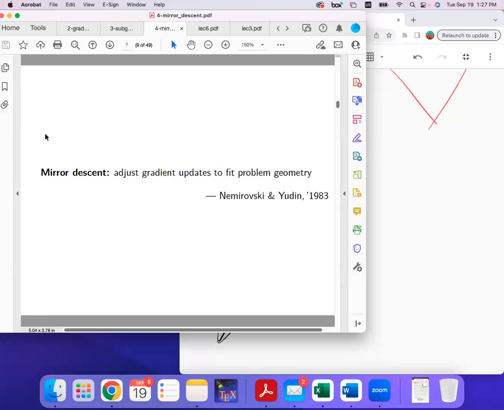So the central idea of mirror descent is basically, instead of imposing the Euclidean geometry, we want to adjust the gradient updates to better fit the geometry of the underlying problem. And this can make a huge difference.